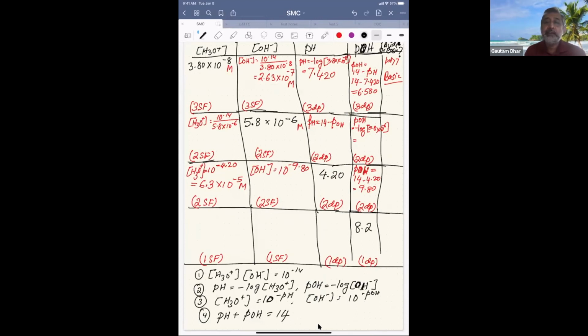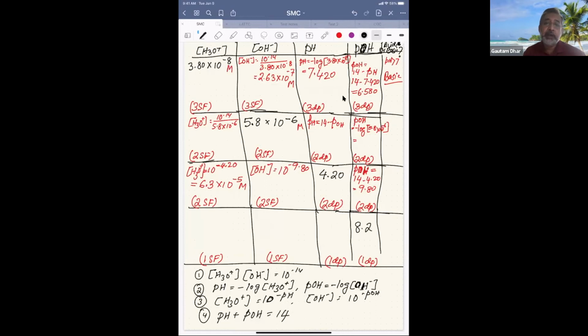Given something like this, I will give you a table. The black ones are what is given to you. You can try this. Let's say in the first row, you have H3O plus 3.80 times 10 to the minus 8 molar. Can you fill up the rest? Concentration of OH minus, pH, pOH, and acidic or basic. This is nice practice. So consider that 3.80 times 10 to the minus 8 is given to you.